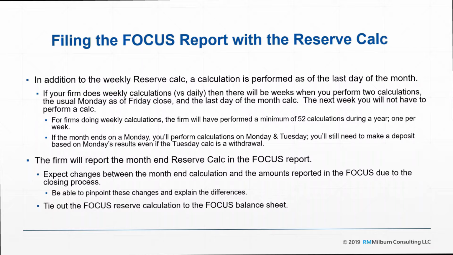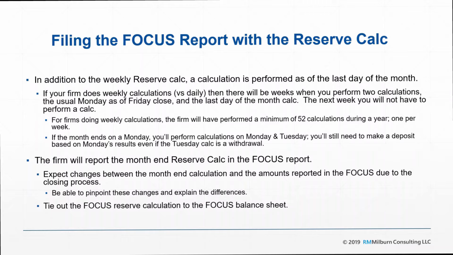In addition to the weekly reserve calc, a calculation is performed as of the last day of the month. Now, if your firm does weekly calculations versus daily, then there will be weeks when you perform two calculations, the usual Monday as of Friday close, and the last day of the month calc. The next week, you will not have to perform a calc. This means that for firms doing weekly calculations, the firm will have performed a minimum of 52 calculations during a year, one per week.